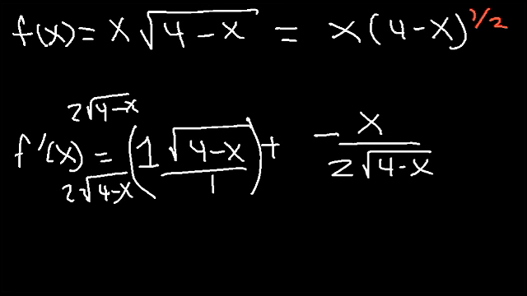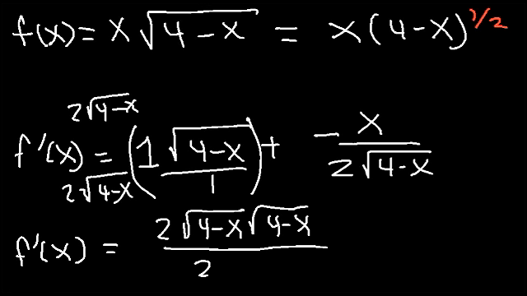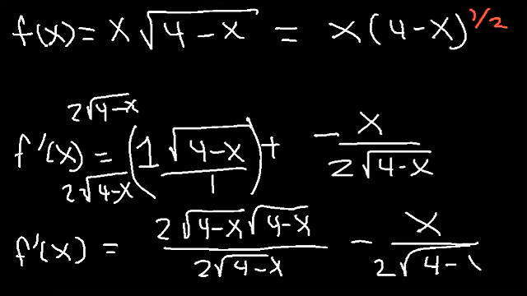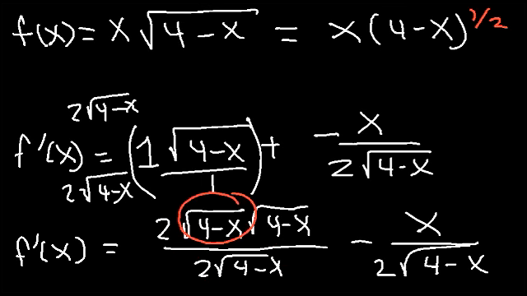So therefore, the first derivative is going to be 2 radical 4 minus x times radical 4 minus x, and on the bottom 2 root 4 minus x, and then minus x over 2 root 4 minus x. Now that we have common denominators, we can combine it into a single fraction. Also, radical 4 minus x times radical 4 minus x is simply 4 minus x.